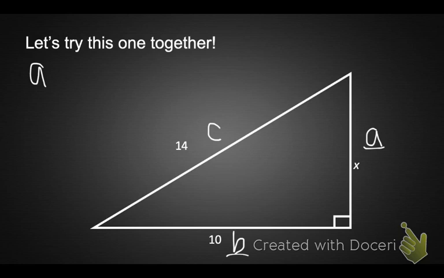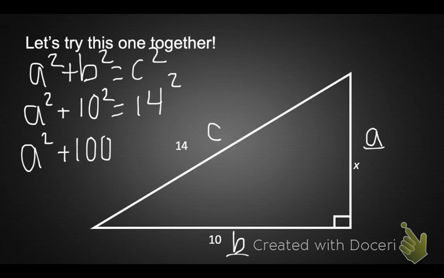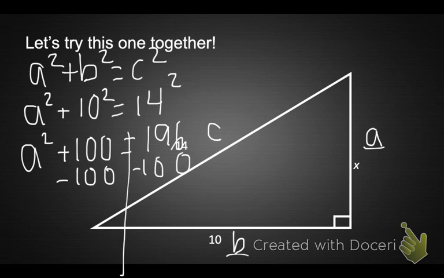So A squared plus B squared equals C squared. Again, substitute in. Don't know A squared, so I'm going to rewrite A squared. 10 is B, so 10 squared, and that equals 14 squared. Then I'm going to square everything. A squared plus 100 equals 196. Then just like the last problem, I'm going to subtract 100 from both sides. And I'm going to get A squared equals 96.